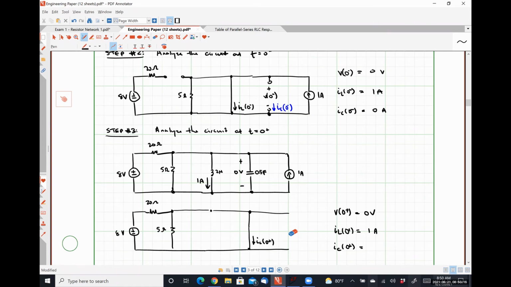Does that change the type of analysis you would like to do? It would be the current going through the 20 ohm resistor then. Exactly right, which is just given by 8 volts divided by 20 ohms, which is 0.4 amps.